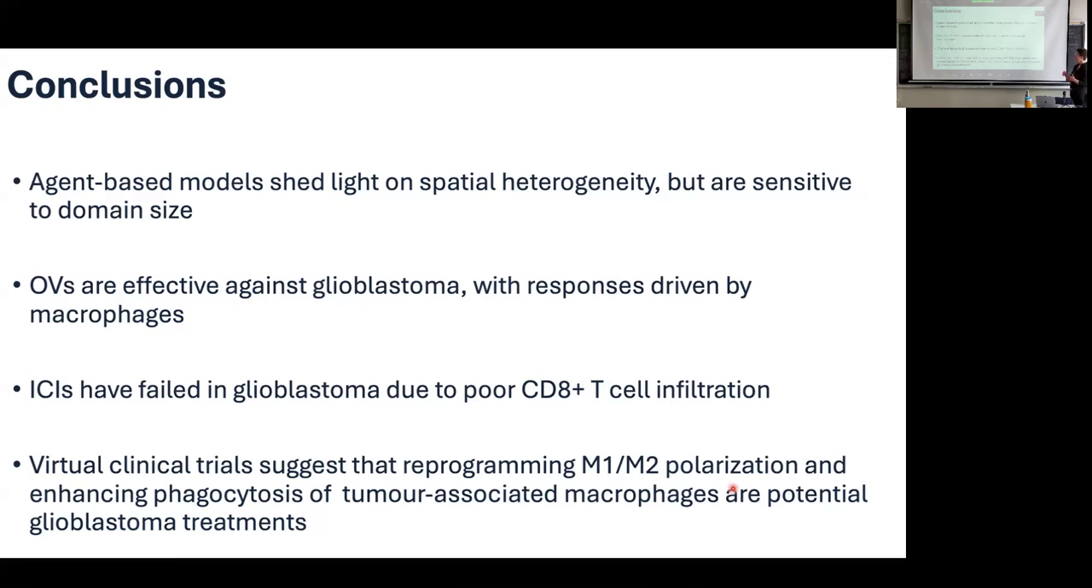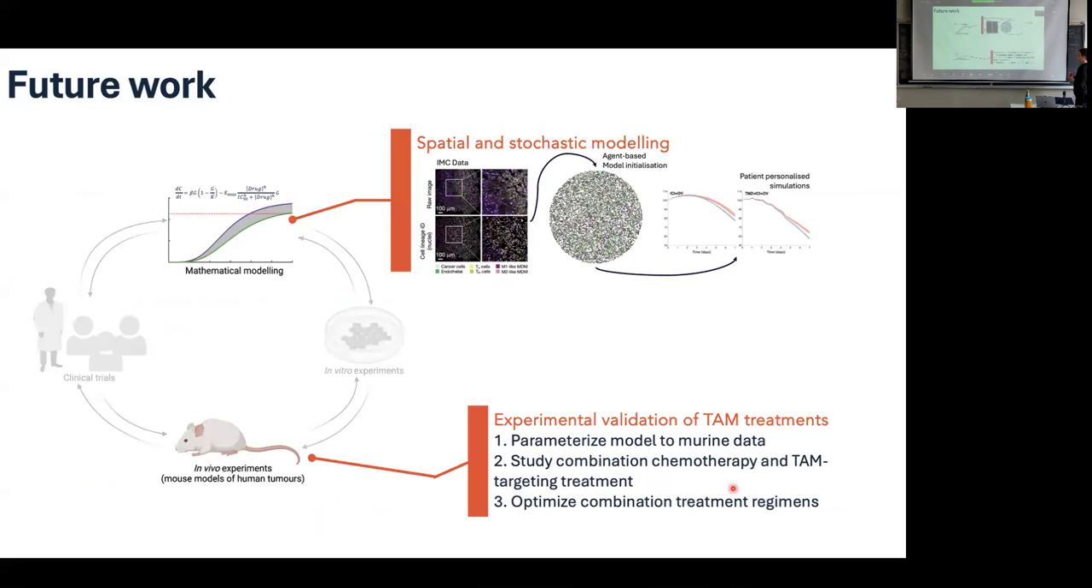Immune checkpoint blockade and inhibitors have failed in glioblastoma, likely due to poor CD8 T cell recruitment, but also particularly infiltration. And by using a mechanistic mathematical model of glioblastoma and therapy, it suggests that the reprogramming of M1, M2 polarization and the enhanced phagocytosis of tumor-associated macrophages could be potential glioblastoma treatments. And that's where Blanche is going next.